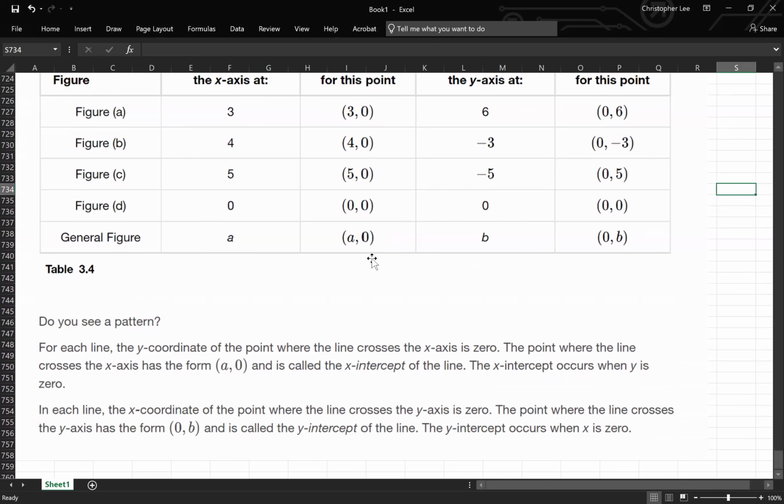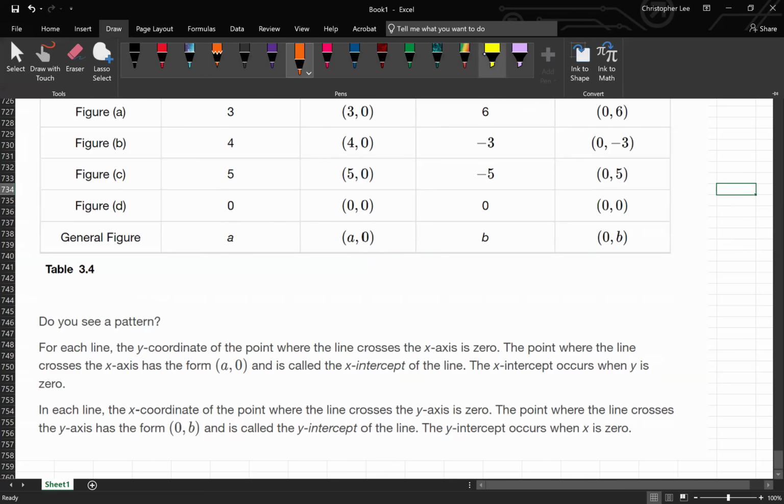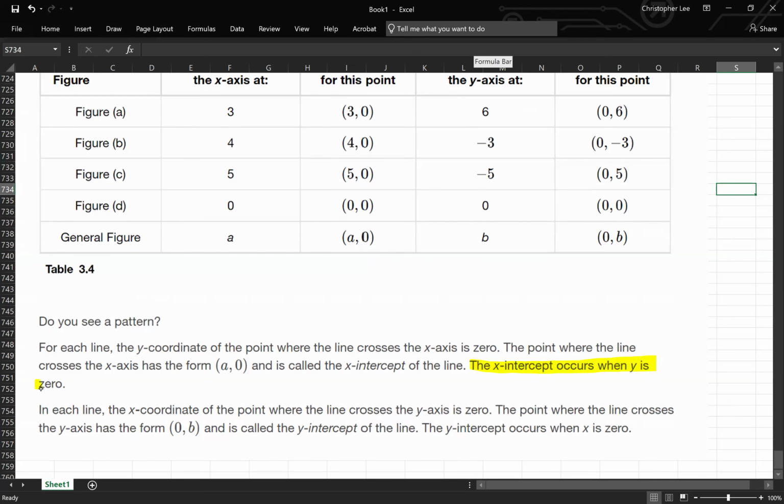For each line, the y-coordinate of the point where the line crosses the x-axis is 0. The point where the line crosses the x-axis has the form a comma 0. This is called the x-intercept of the line. The x-intercept occurs when y is equal to 0. Remember that, right? That should even be highlighted because that's important. The x-intercept occurs when y is equal to 0.